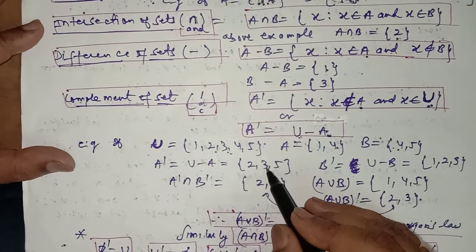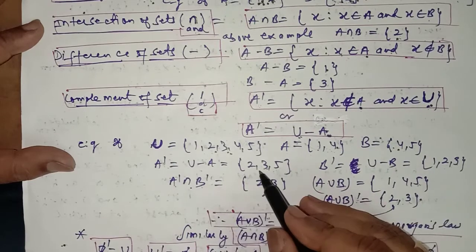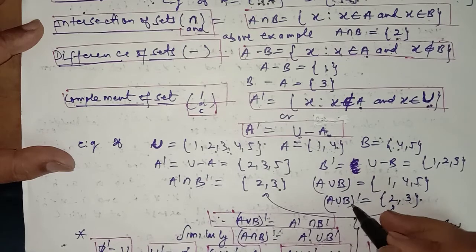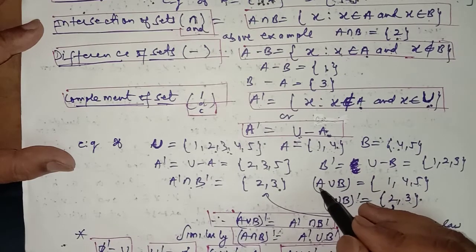How many elements are common in A complement and B? Intersection means this. So common are 2 and 3. Now if you have to find A union B ka whole complement, first of all you find A union B.